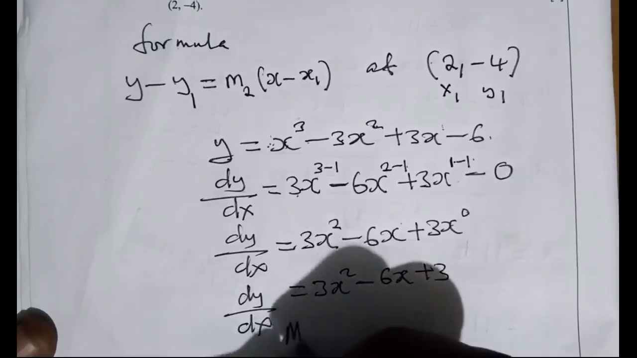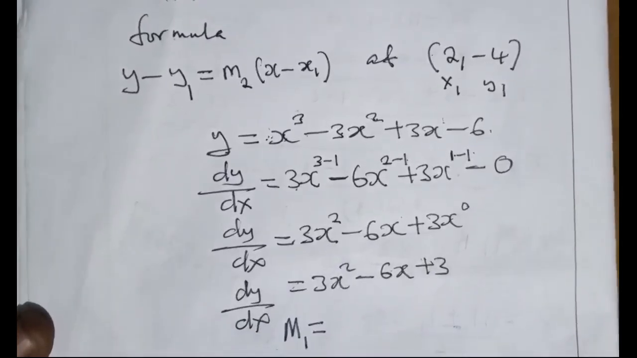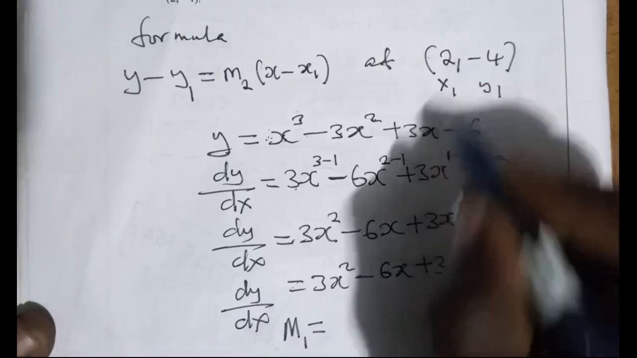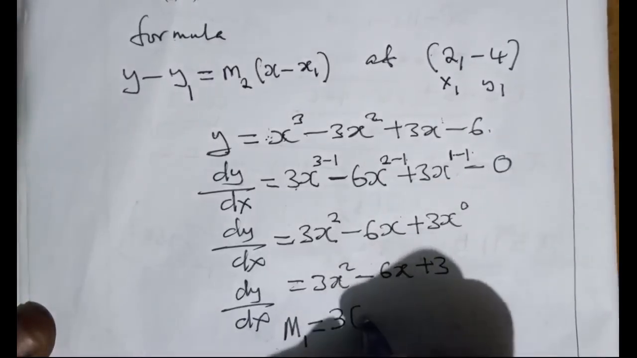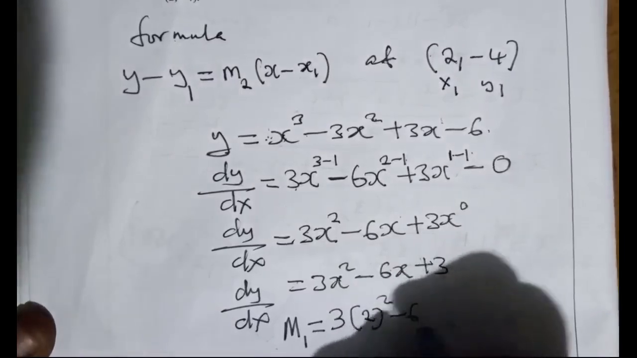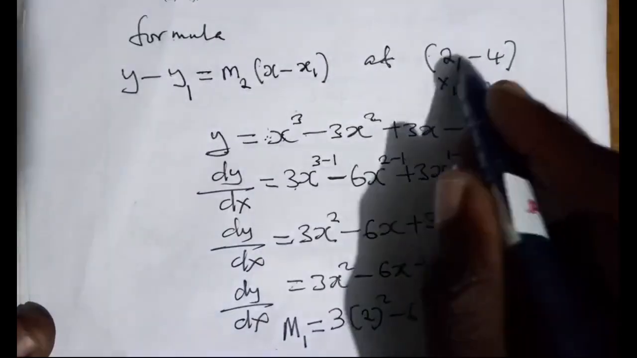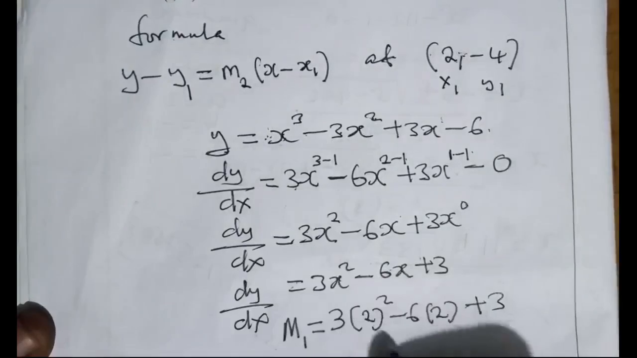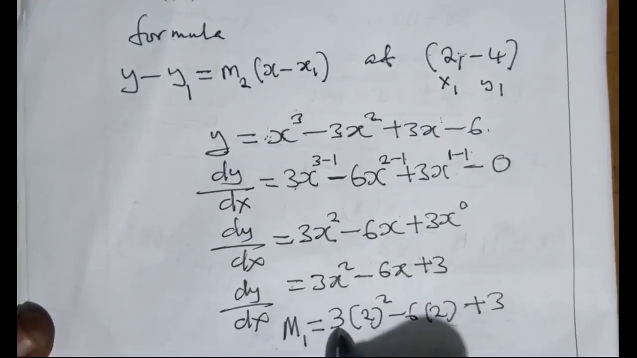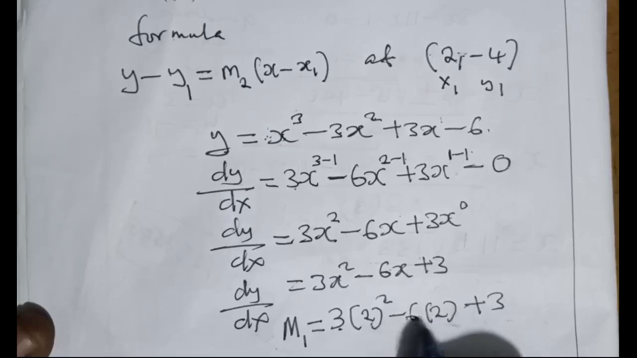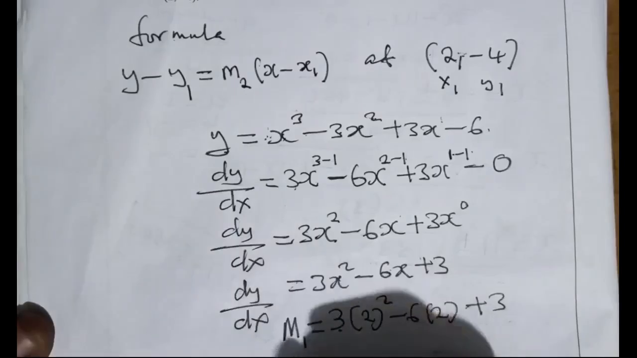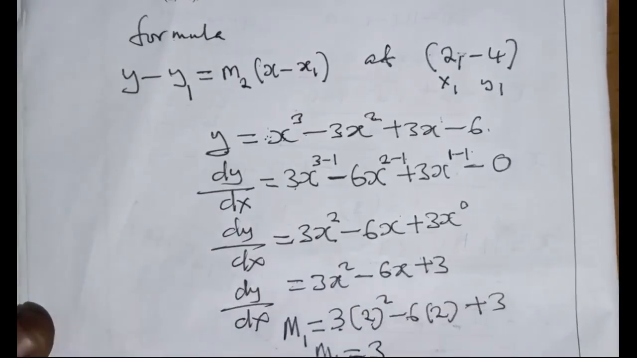Then here we put m1. What is our m1? Where there's x, we put 2, since x is 2 at this point. So it would be 3 times 2 squared minus 6 times 2 plus 3. 2 squared is 4, and 4 times 3 is 12. Then 6 times 2 is 12 again. So 12 minus 12 gives us 0, and m1 is just 3.